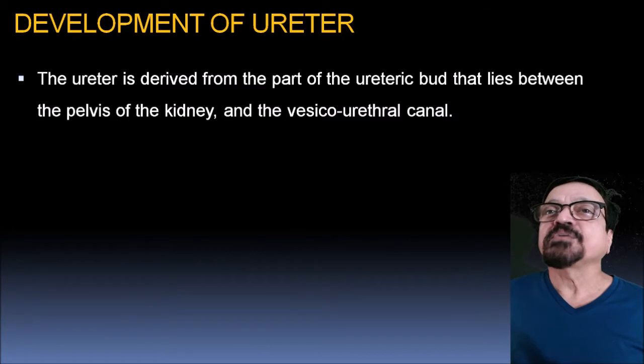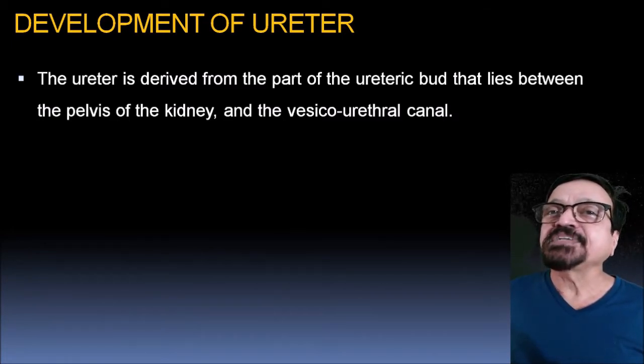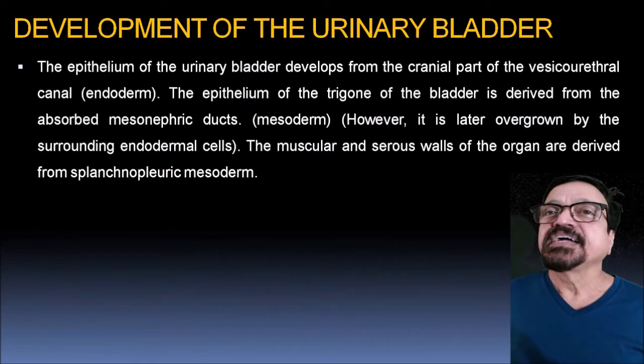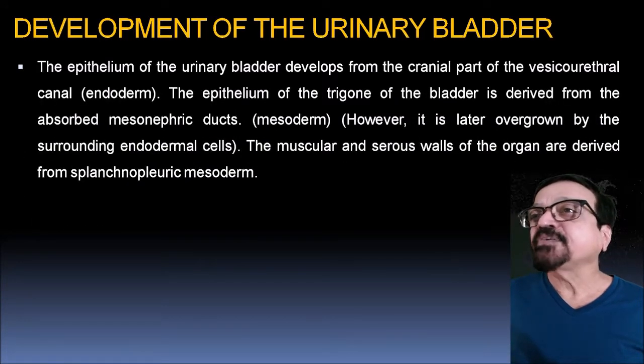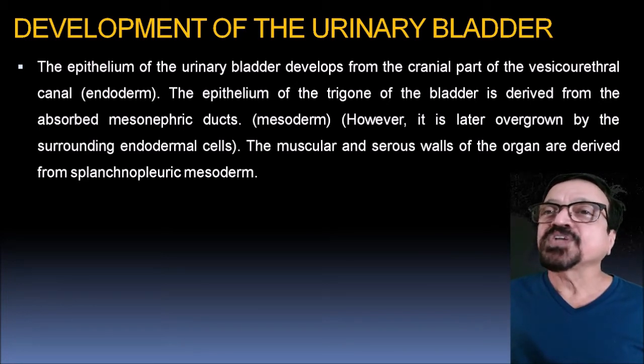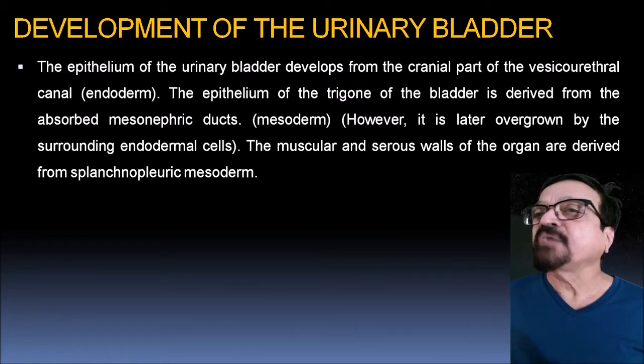Now let us come to development of the ureter. The ureter is derived from the part of the ureteric bud that lies between the pelvis of the kidney and the vesico-ureteral canal. The epithelium of the urinary bladder develops from the cranial part of the vesico-ureteral canal, that is endoderm. The epithelium of the trigone of the bladder is derived from the absorbed mesonephric ducts, that is mesoderm. However, it is later overgrown by the surrounding endodermal cells.